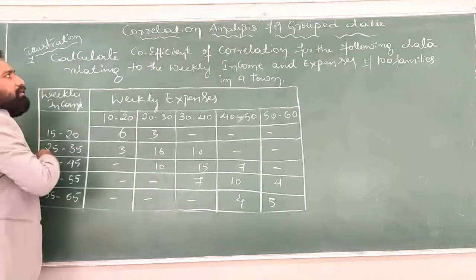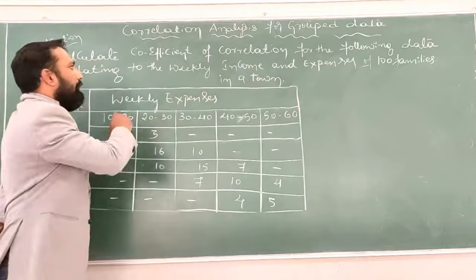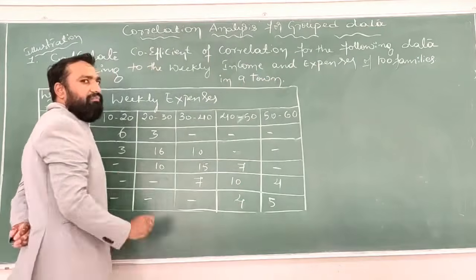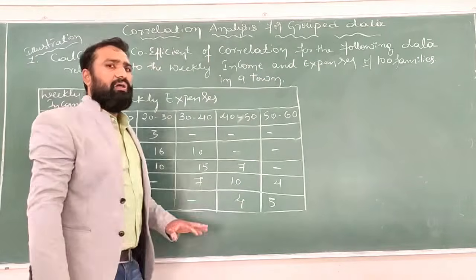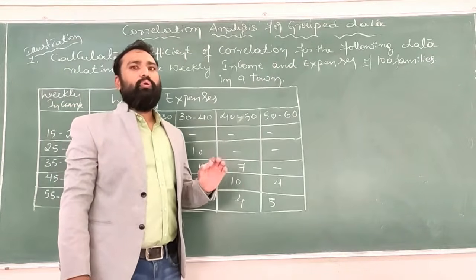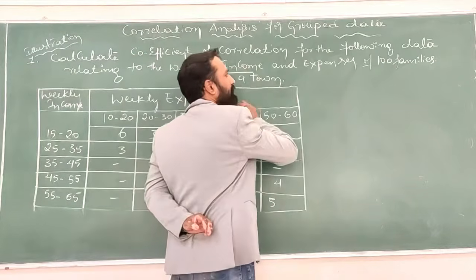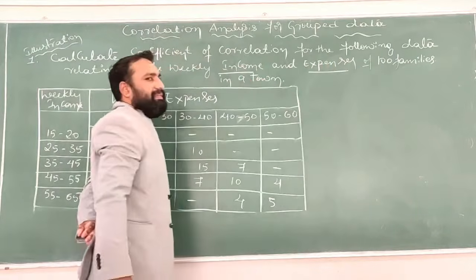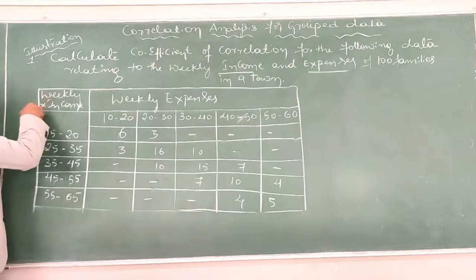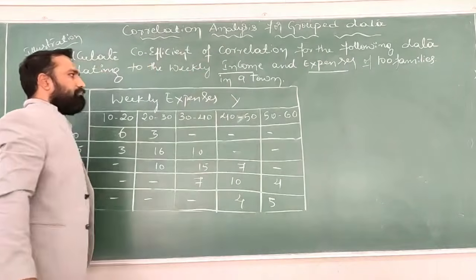The question is: calculate the coefficient of correlation for the following data relating to the weekly income and expenses of 100 families in a town. Correlation is nothing but measuring the variation between two variables. In this question, they have given two variables, income and expenses. The income we treat as the X variable and expenses we treat as the Y variable.